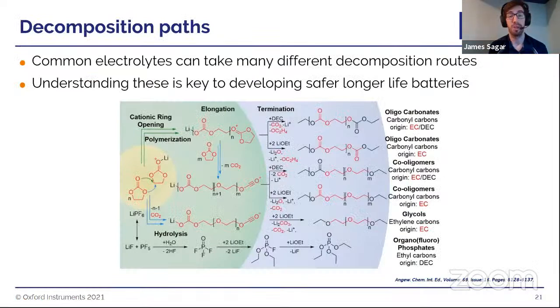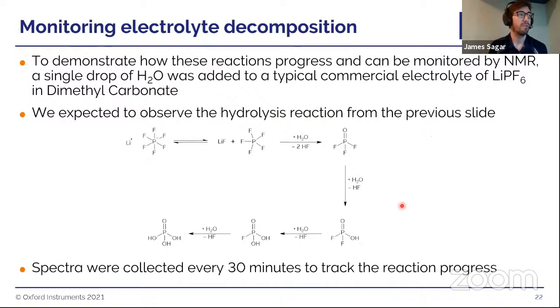Common electrolytes can take a lot of different decomposition routes, and understanding these is key to developing safer, longer life batteries. Now, I've spoken about that hydrolysis path here, which is what we'd experienced before, but you can also look at polymerization of those cyclic carbonates. Those are another degradation path. But I'm just going to focus on that hydrolysis path for now, and what we can do with benchtop NMR to understand that in more detail.